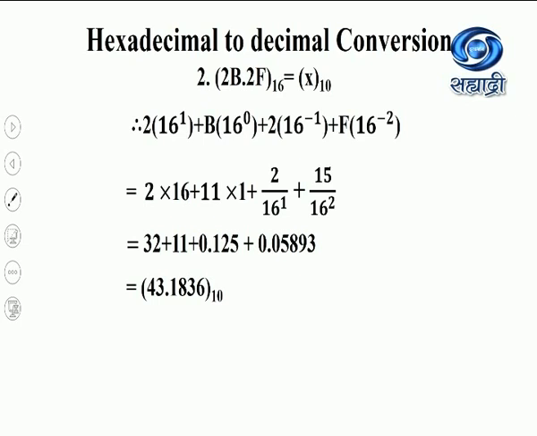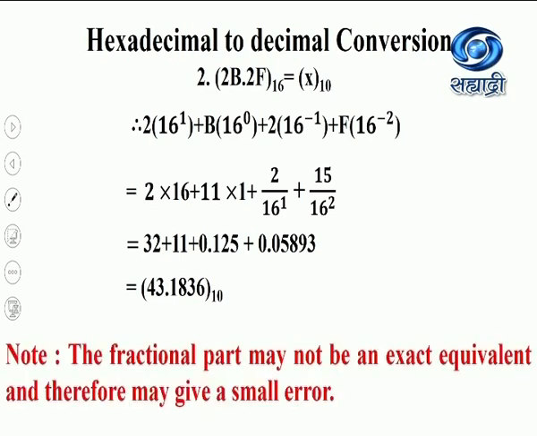So again, by going through all these steps, we have the equivalent decimal number as 43.1836. Okay, so if you carefully see, for the hexadecimal number, every time we have multiplied by the positional powers, and we have the final decimal number as 43.1836. Note that, students, the fractional part may not be an exact equivalent and therefore may give a small error.